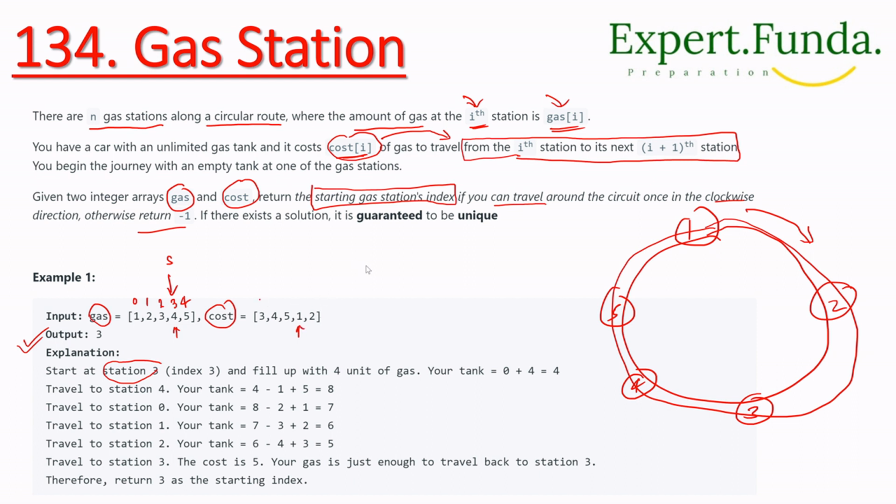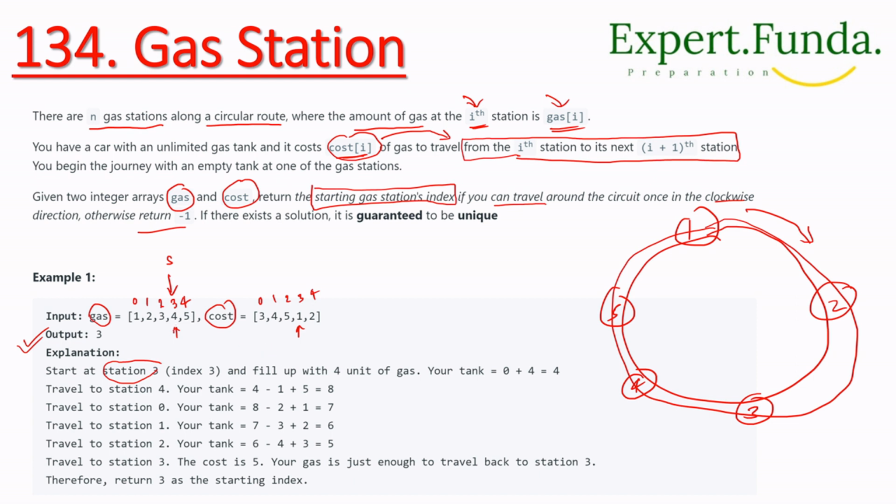Here, as you can see, cost of I, right? 0, 1, 2, 3, 4. Okay, so we are here now. If you see, we are at index 3, right? We are at index 3 and the unit is 4.